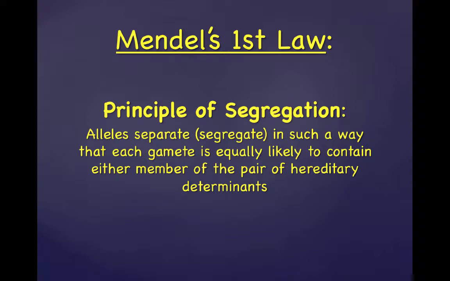So this really led to the concept that Mendel termed his first law, which was the principle of segregation. And we talked about this in chapter 2. This is just a really good review for you. So the principle of segregation states that alleles will separate or segregate in such a way that each gamete is equally likely to contain either member of the pair of heredity determinants. And so those are going to be the alleles.